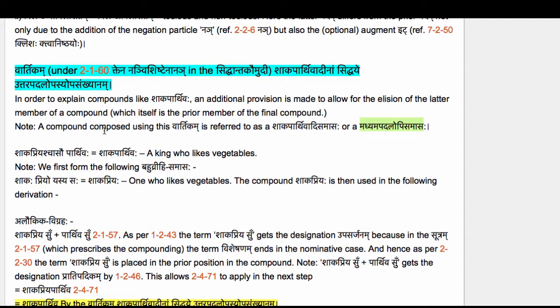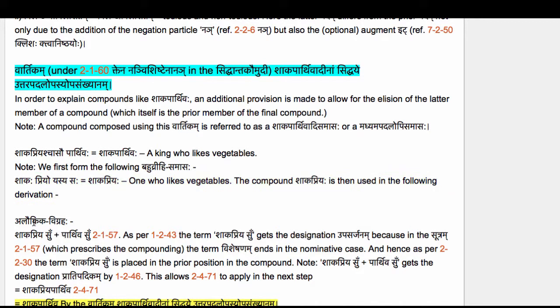Okay, let us now derive this compound in detail. Shakapriyashchasau Parthivaha. Shakaparthivaha. A king who likes vegetables. Note says we first form the following Bahuvrihi Samasaha. Shakaha Priyo Yasya Saha. Shakapriyaha. One who likes vegetables. We have not studied Bahuvrihi compounds as yet, so let us not go into the detailed derivation of Shakapriyaha. It's a simple Bahuvrihi compound, nothing very special. But since we have not studied the Sutram yet, let's not go into the technical derivation. Now the compound Shakapriyaha is then used in the following derivation.